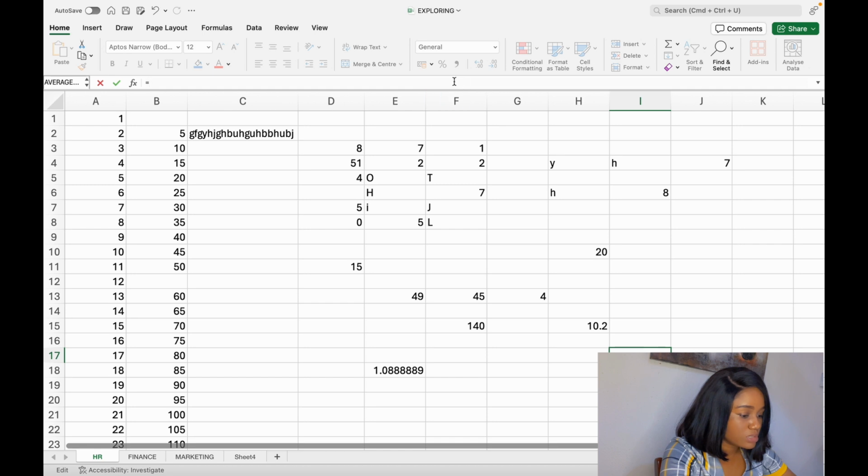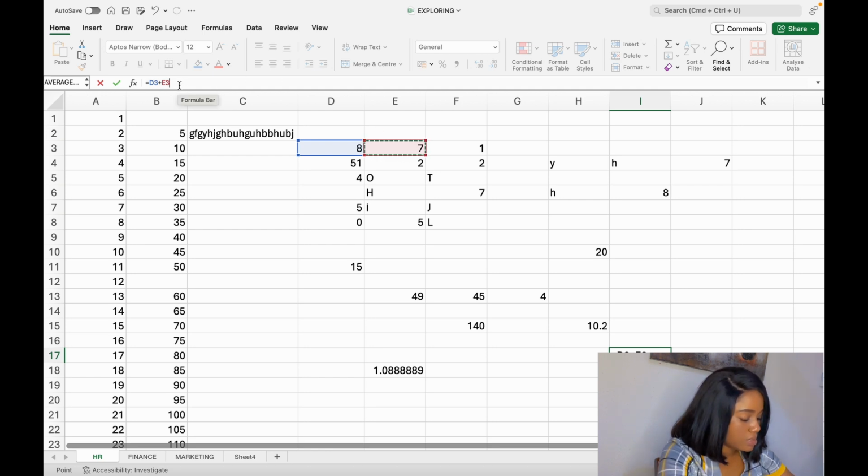So we are going to try a similar one here. I have cell D3. I want to add it to cell E7. Sorry, cell E3.